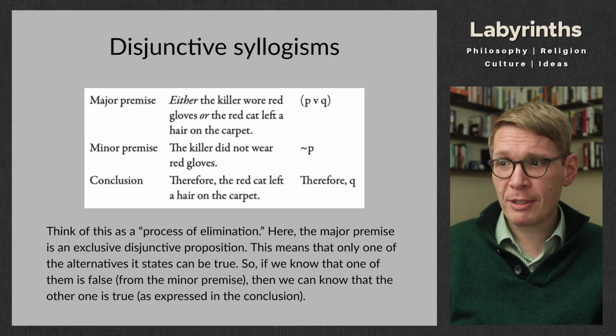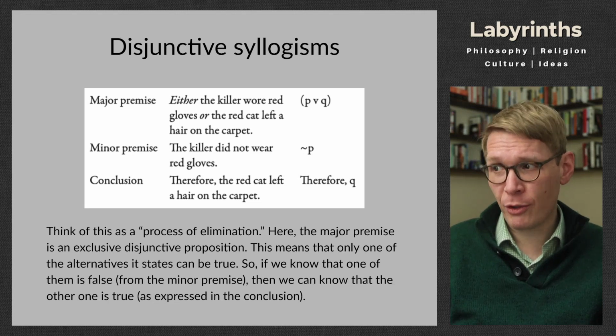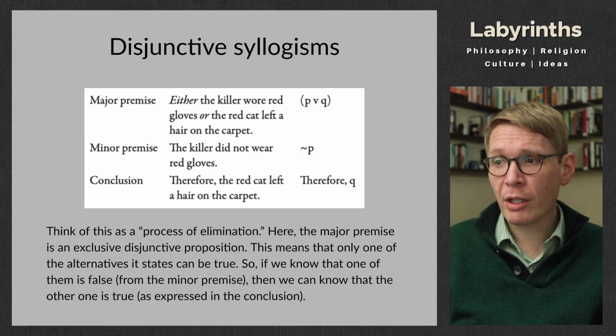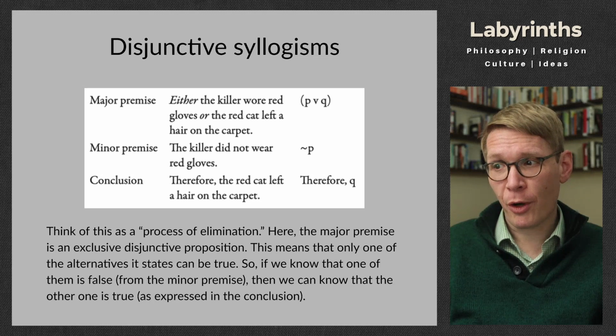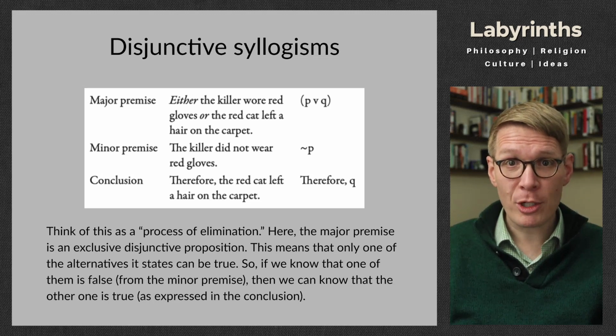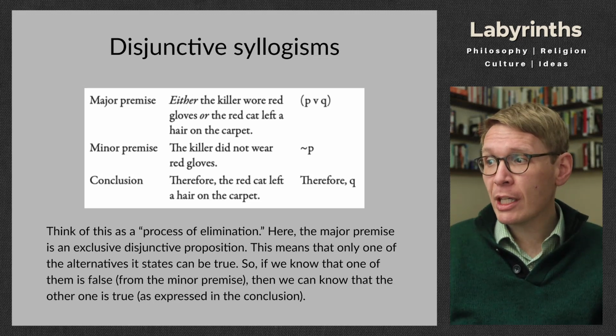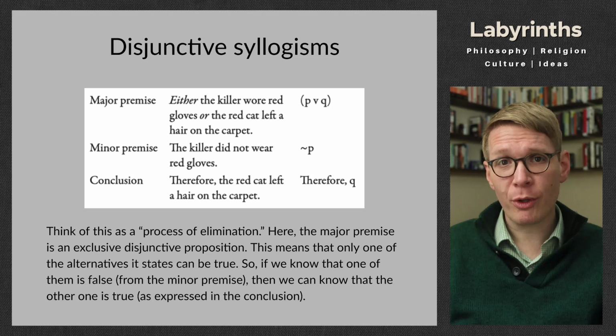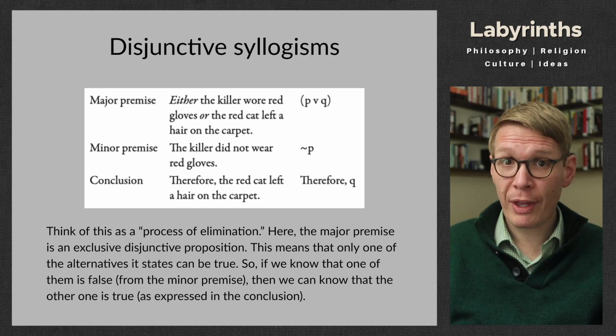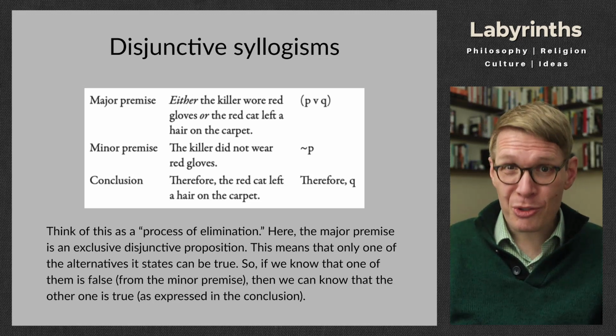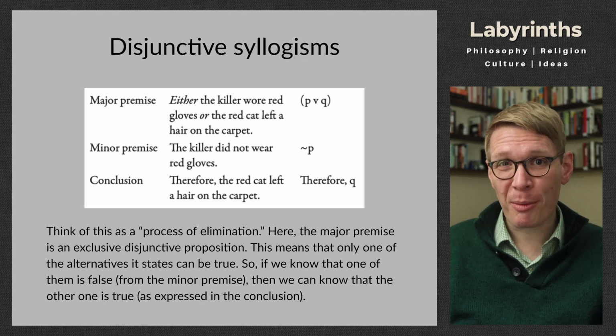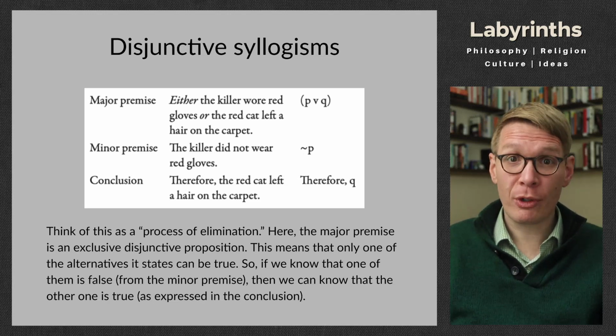Here, the major premise is an exclusive disjunctive proposition. This means that only one of the alternatives it states can be true. So if we know that one of those alternatives is false from the minor premise, that's the information we're bringing to bear, then we can know that the other one is true as expressed in the conclusion. Therefore, Q. So if I know that P is false, then Q must be true, that is, if I take the disjunctive proposition in the major premise to in fact be true, as we're doing here.